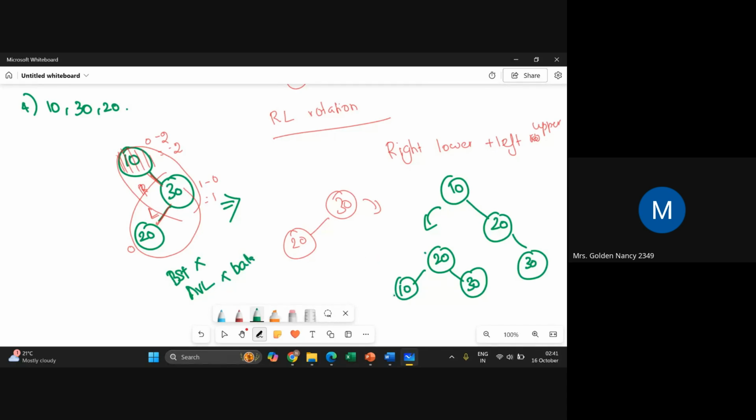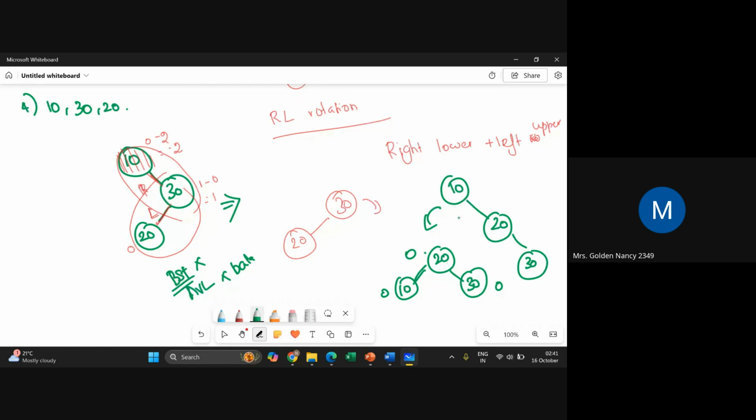So the balance factor of this node is 0, this node is 0, here also 0, because 1 minus 1 is 0. And what is the property of a binary search tree? Your left part should be lesser than the root node and right part should be greater than the root node. So 10 is lesser than the root node. Yes. 30 is greater than the root node. Yes. So the property is not violated for this tree.